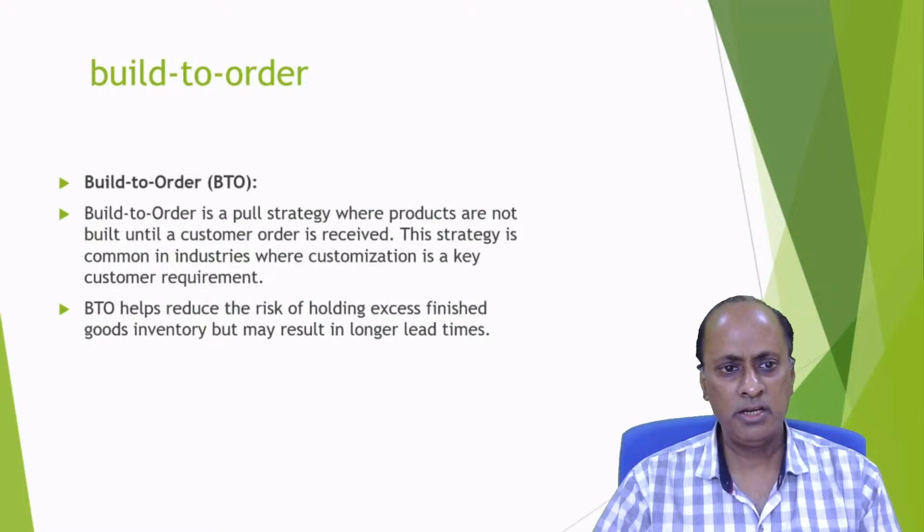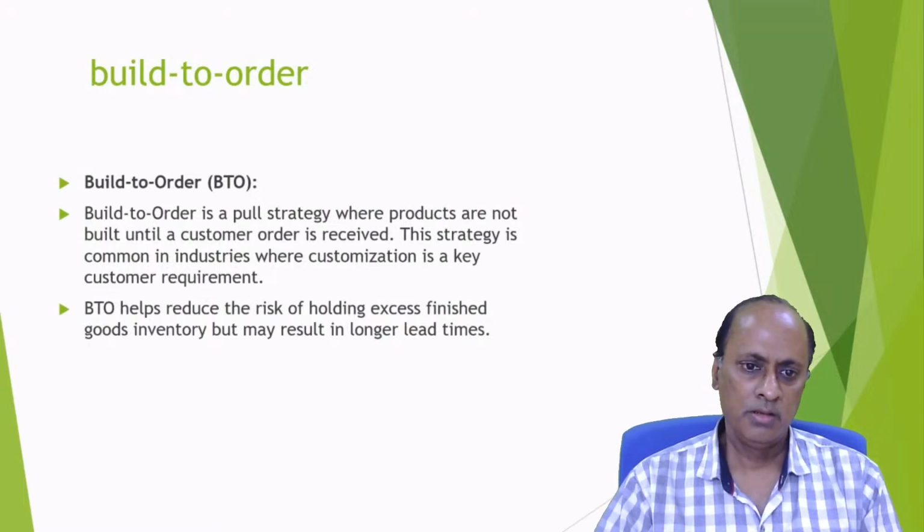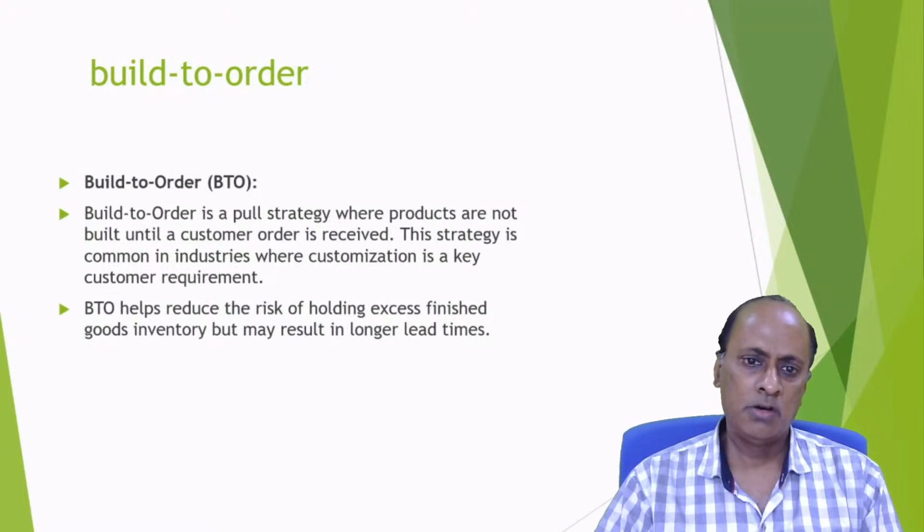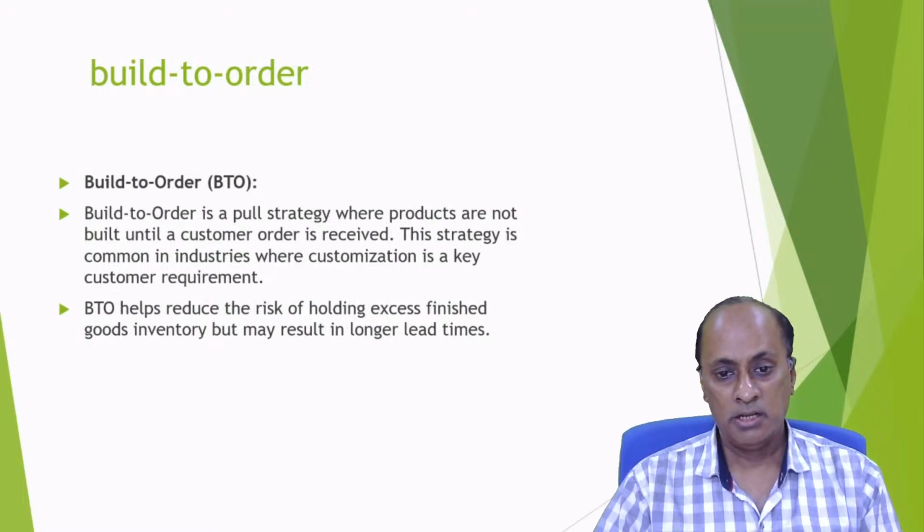So furniture is an example where it's build to order, and BTO helps reduce the risk of holding excess finished goods inventory, but sometimes it may take longer lead times. That means when you place an order for furniture, it may take a month or 1.5 months to produce a sofa set and deliver it to you.